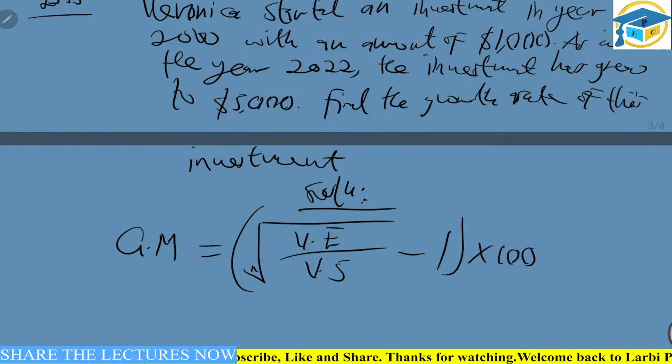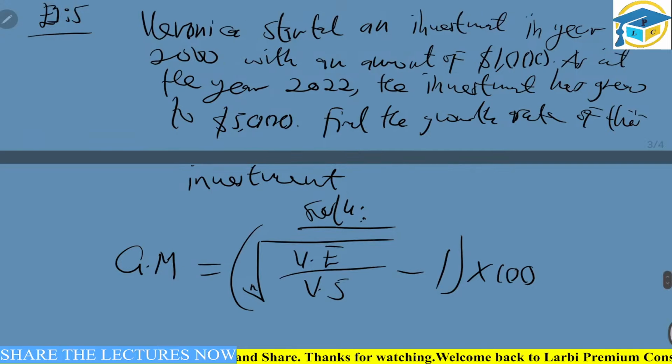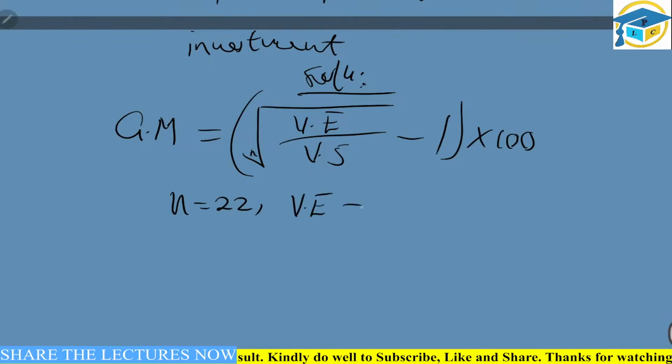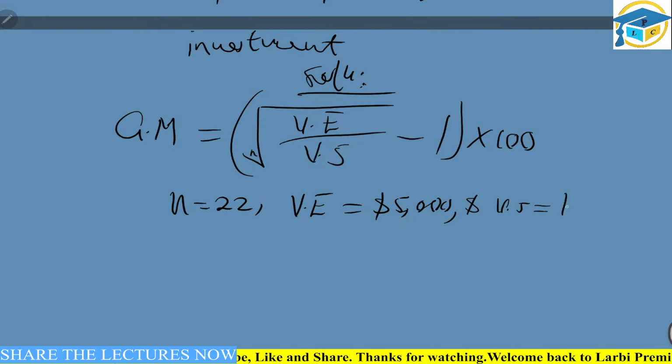So here we ask ourselves, what will be the value of n? The value of n is going to be from the year 2000 to the year 2022. So how many years have occurred, or the investment has grown from 2000 to 2022? So that's going to be 22 years, right? So it means that we have our n equal to 22. And our value at the end was $5,000, and the value at the start, our value at the beginning, was 1,000.